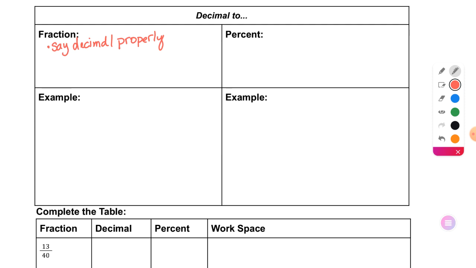Okay, so let's who can say that decimal properly? Finley? 84 hundredths. What does that look like as a fraction? 84 over 100. What else? Dom, what's wrong with that answer? It's not simplified. Okay, what do I know for sure goes into both of those?